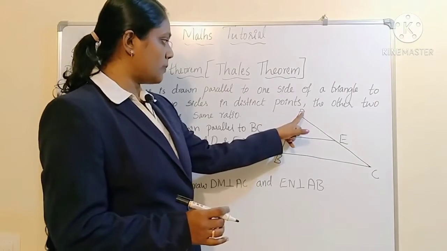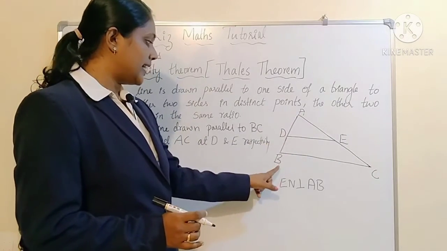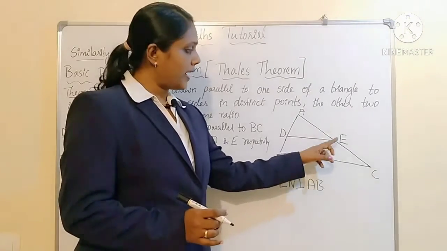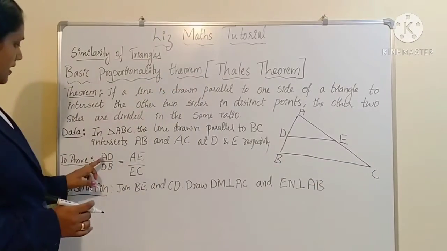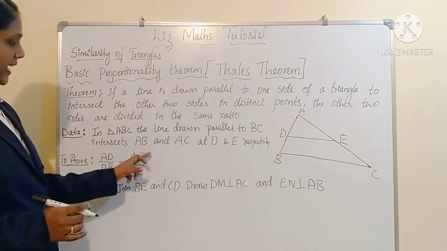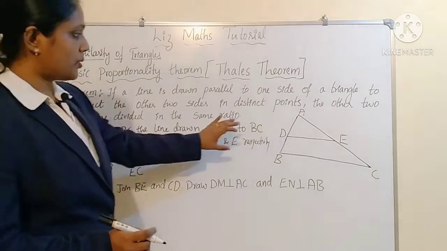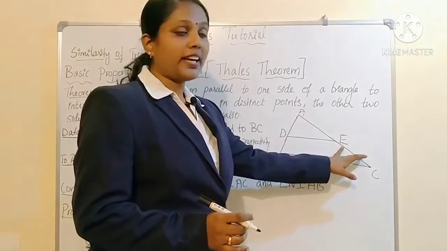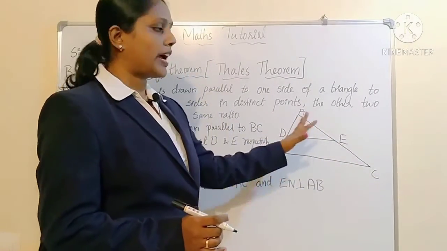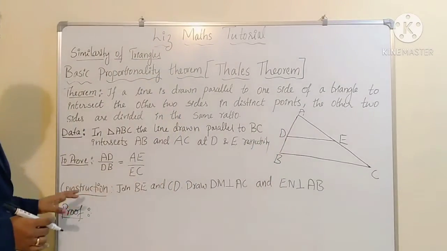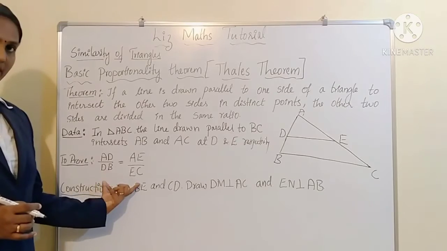That is, the ratio means AD divided by DB should be equal to AE divided by EC. See here, AD divided by DB should be equal to AE divided by EC. So this divided by this should be equal to this divided by this. That means these two have the same ratio. So I hope you understood this. Now you have understood what is to be proved.